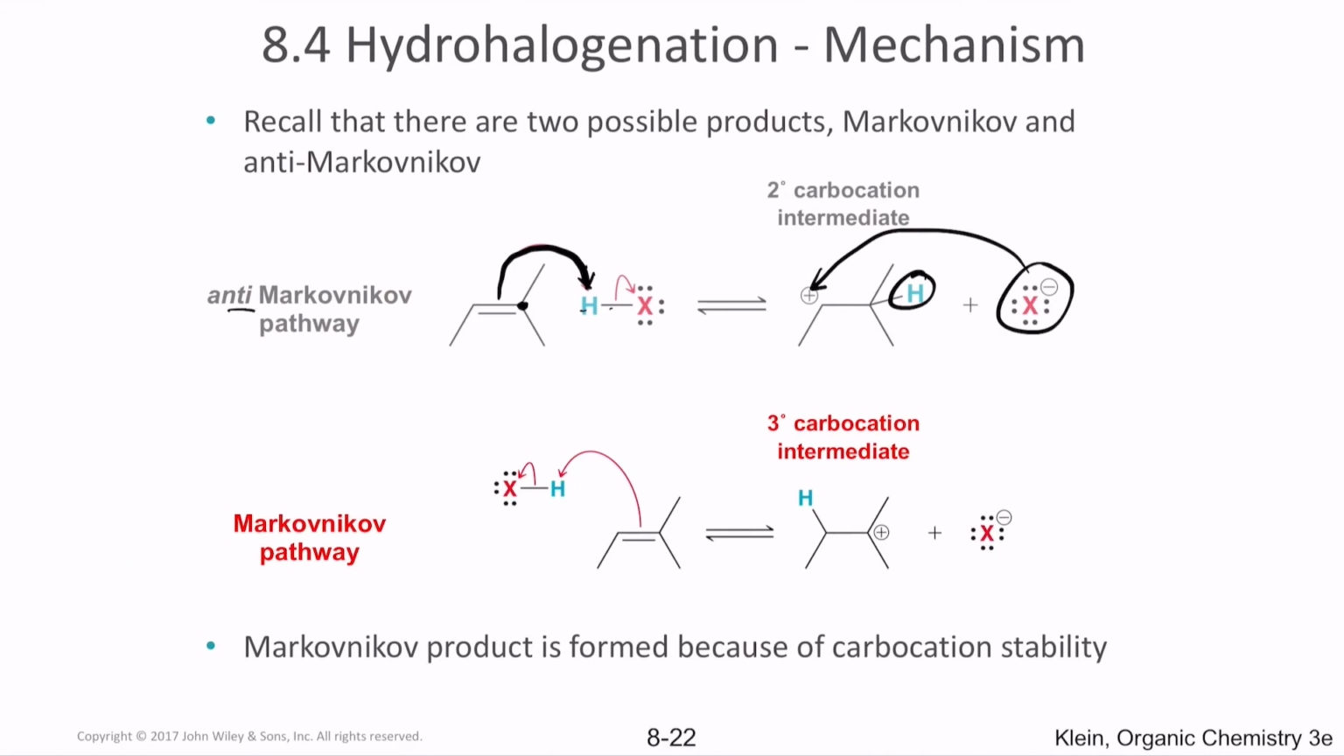So in the anti-Markovnikov pathway, you always end up with a secondary carbon intermediate. In the Markovnikov pathway, we always end up with a tertiary carbon intermediate. So that's the only difference between the two reactions: the formation of the right carbocation.